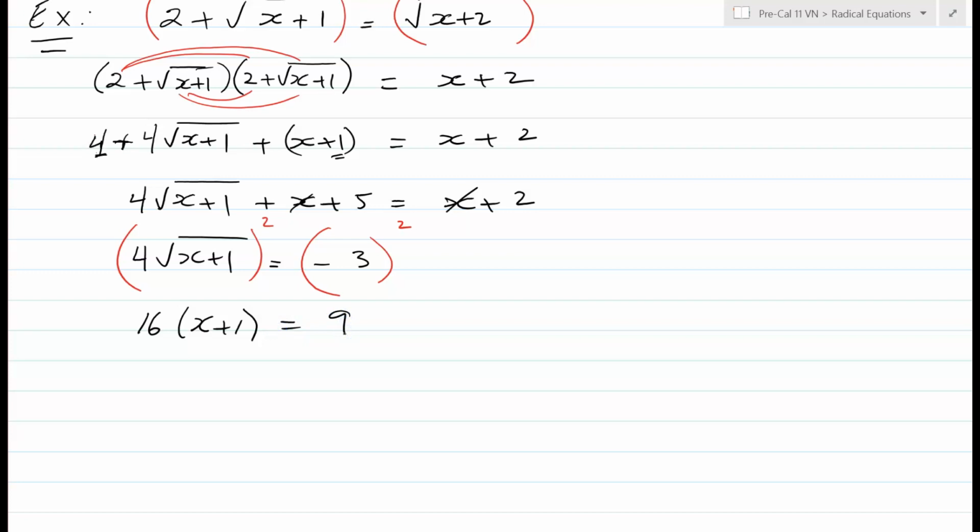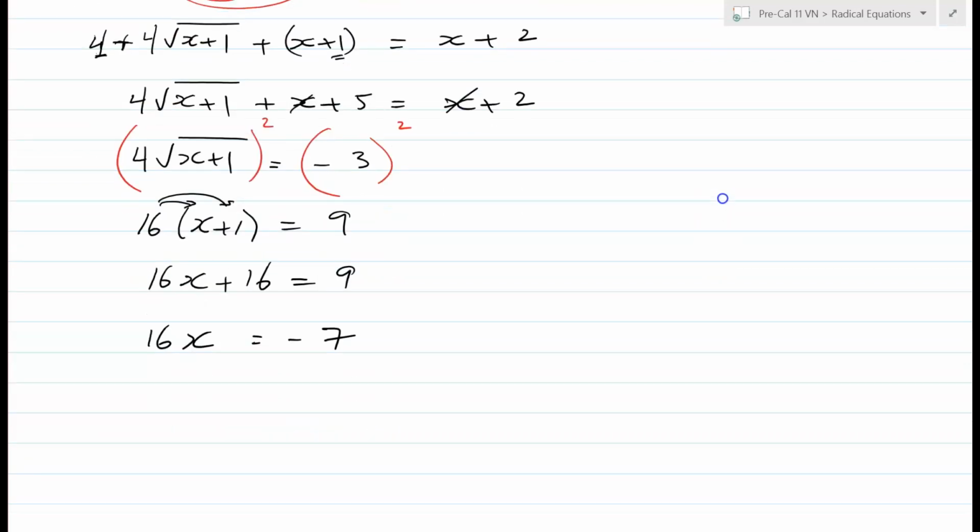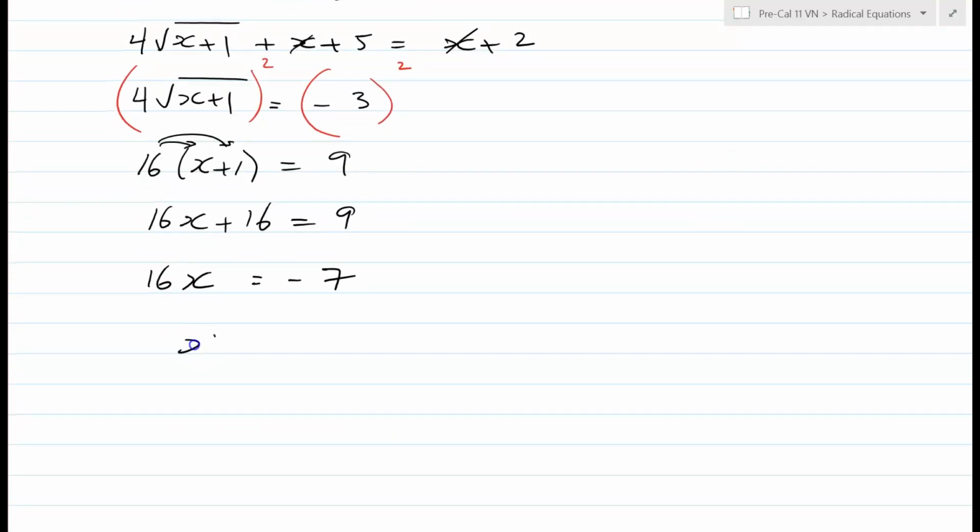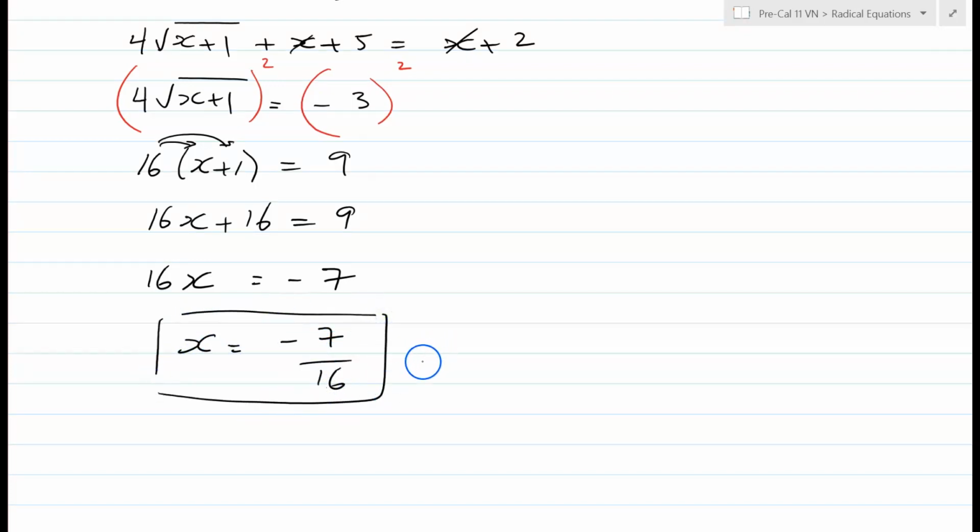Now you already know that we can multiply this through and do the distribution. You isolate the variable x, and the final answer is x equals -7/16. Now here's the part where you have to be very careful.